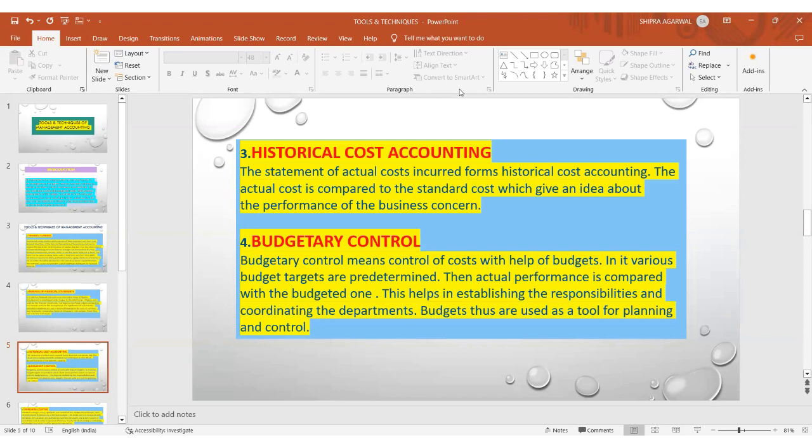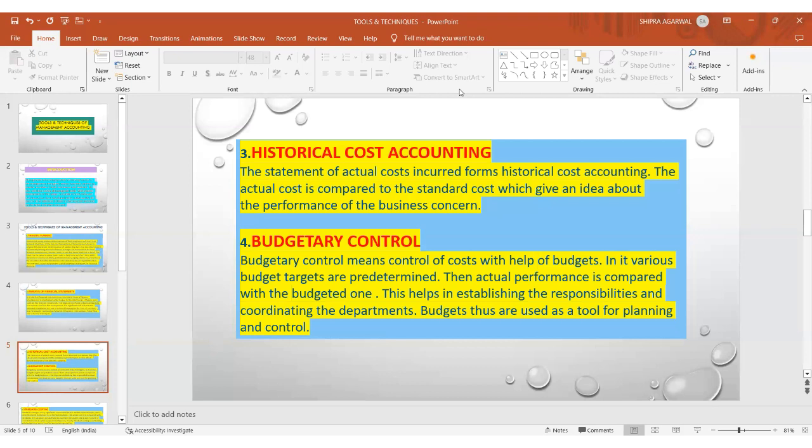So until and unless you make a comparison, you will never come to know whether your cost is more or less. But when you make a comparison, then you will come to know that we are incurring more cost. So that will give you an idea that we need to take certain corrective actions. So that is the process that you have already done something. So based on that, what corrective actions should be taken?